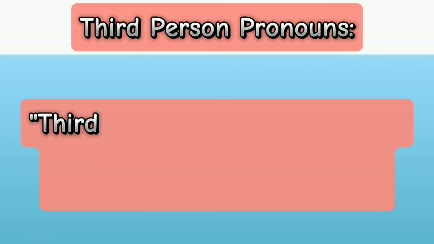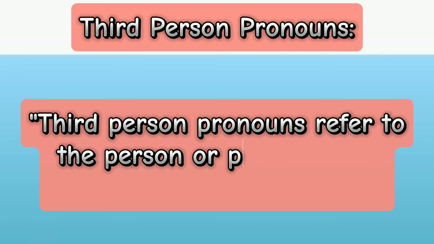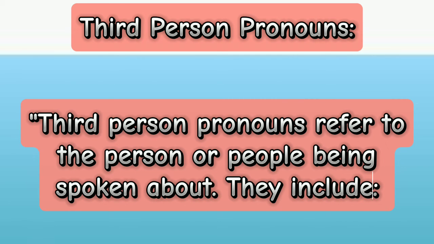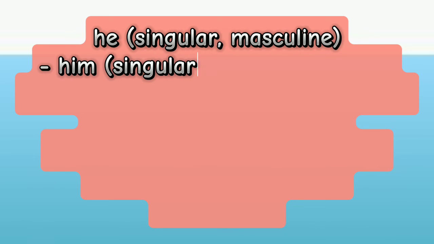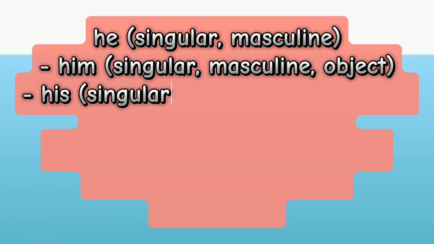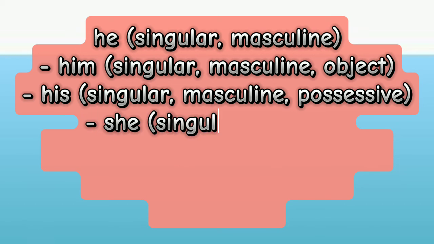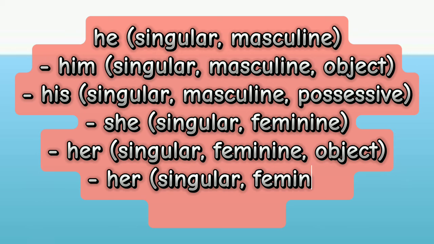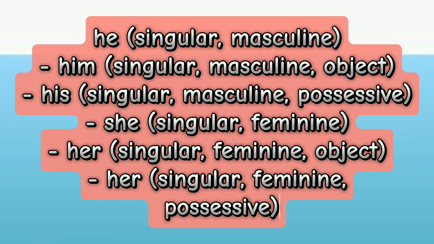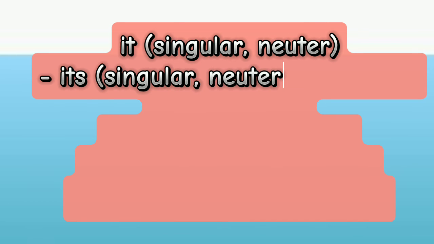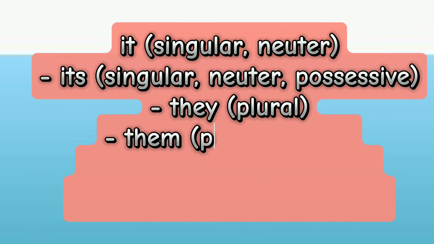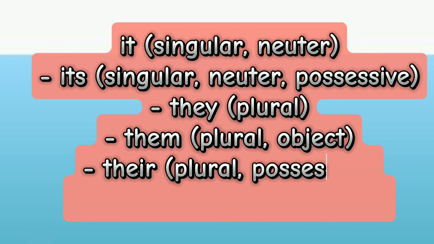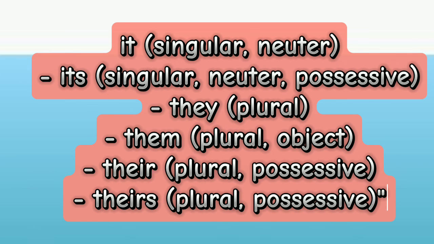Third-person pronouns. Third-person pronouns refer to the person or people being spoken about. They include he, singular, masculine; him, singular, masculine, object; his, singular, masculine, possessive; she, singular, feminine; her, singular, feminine, object; her, singular, feminine, possessive; it, singular, neuter; its, singular, neuter, possessive; they, plural; them, plural, object; their, plural, possessive; theirs, plural, possessive.